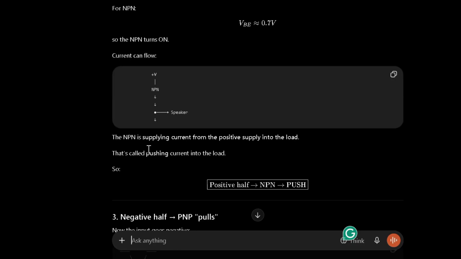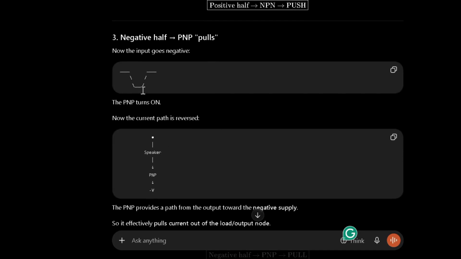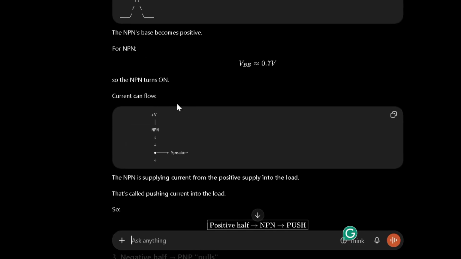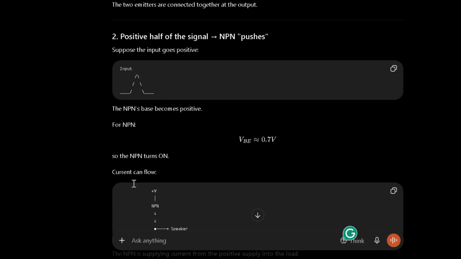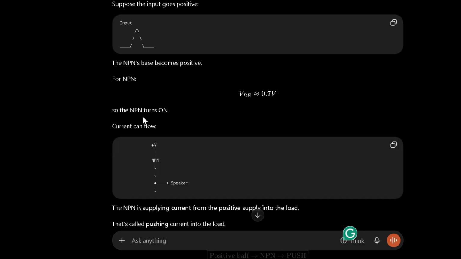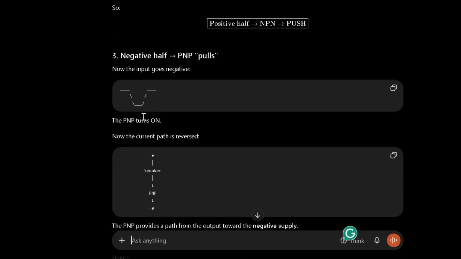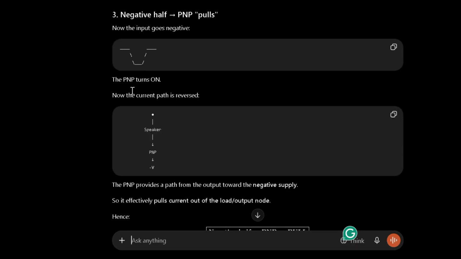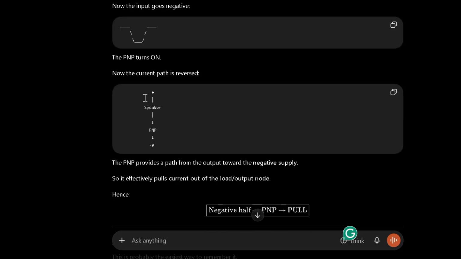On the negative half cycle, the PNP takes over. Now the input goes negative and the PNP turns on. Why is this? For the NPN, we give a positive voltage to the P region, and holes are the carriers. For the PNP, we give a negative voltage, so electrons are in the N region. Now the current path is reversed.